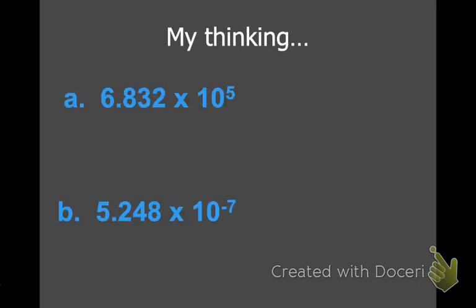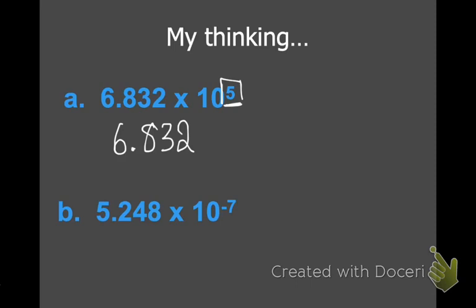All right, so I'm going to be changing these from scientific notation, which they are in right now, to something called standard form, which is just what the number actually is. So I'm going to take the first one, 6.832. And notice this is a positive exponent. So that means that my decimal is going to move to the right because my number is getting bigger. All right, and that tells me how many I'm going to move it.